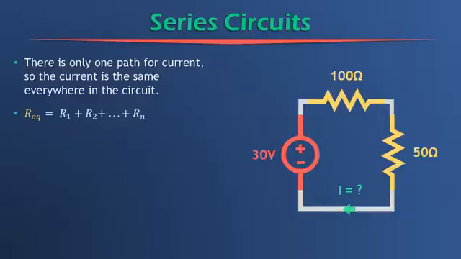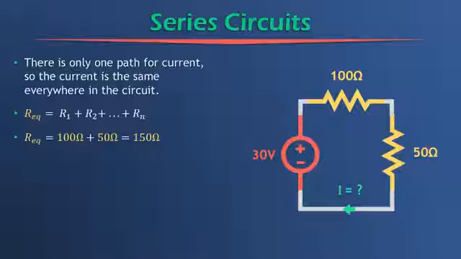Now if we have multiple resistors in our circuit, then we can simplify multiple resistors down to one equivalent resistance. And we can do that using a very simple equation that says R equivalent equals R1 plus R2 plus all the way up to Rn, which is the nth resistor. So in our particular instance, we have a 100 ohm resistor and a 50 ohm resistor in series. So the equivalent resistance that would be formed between this point and this point would be 150 ohms.